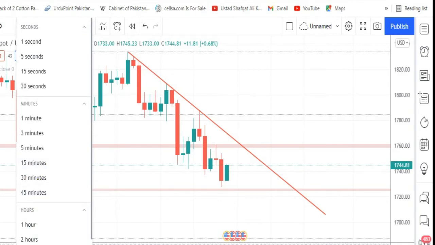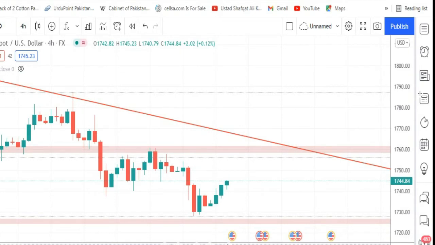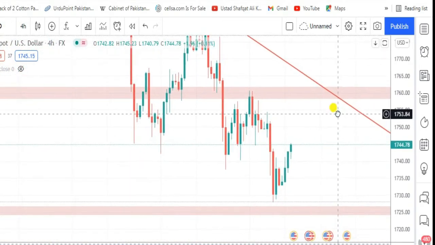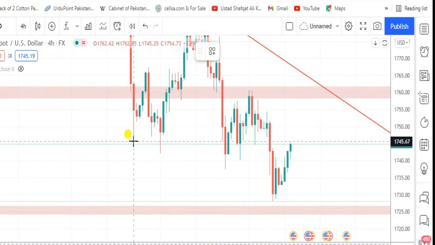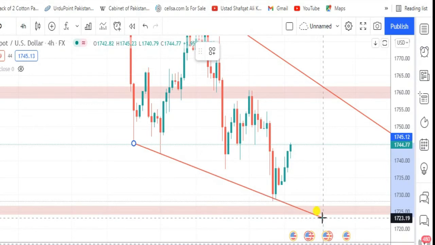I would also give you a few things. If you open a 4 hour time frame, it would give you clear information that at this area we were entering buy trades when everyone was in a sell trade.